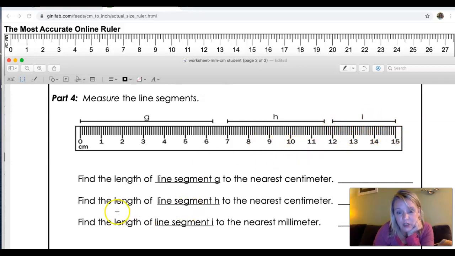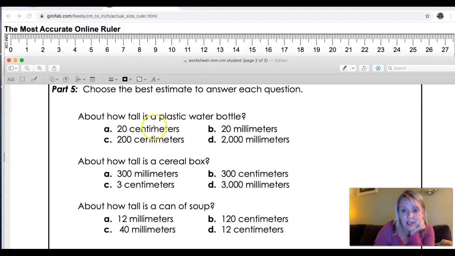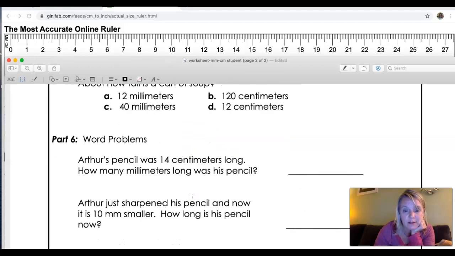Remember, they're only asking you for the length of the line segment, okay? So that doesn't mean you're doing this whole measurement for line I. This is line I right here. How many millimeters is there from here to here? And this is estimating, okay, about how tall is a plastic water bottle. Well, if you can't imagine what these are, then go ahead and look at a meter stick and find out which one makes sense.